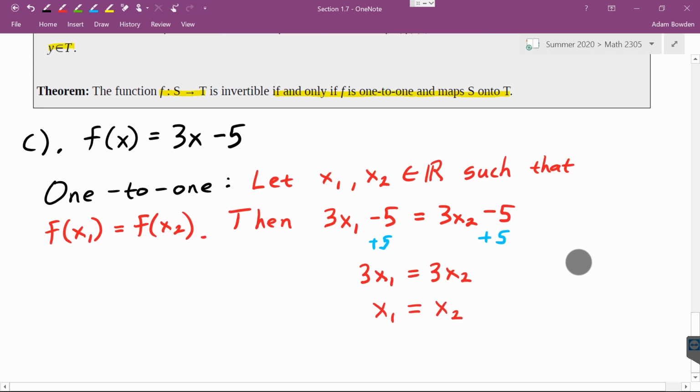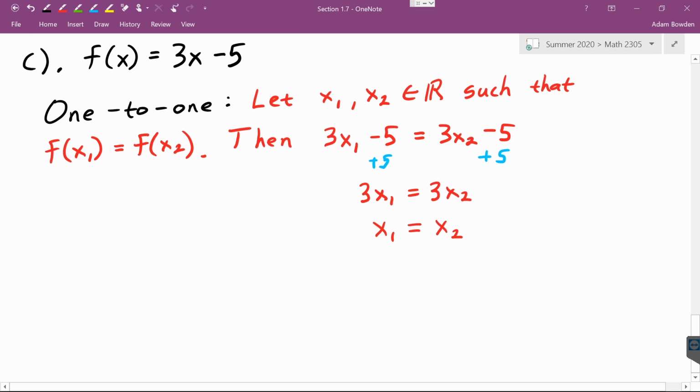And this verifies for us that it is one-to-one, since the two values of x are now equal to each other, coming from the fact that the function values are also equal to each other. Thus, this is a demonstration that f is one-to-one.